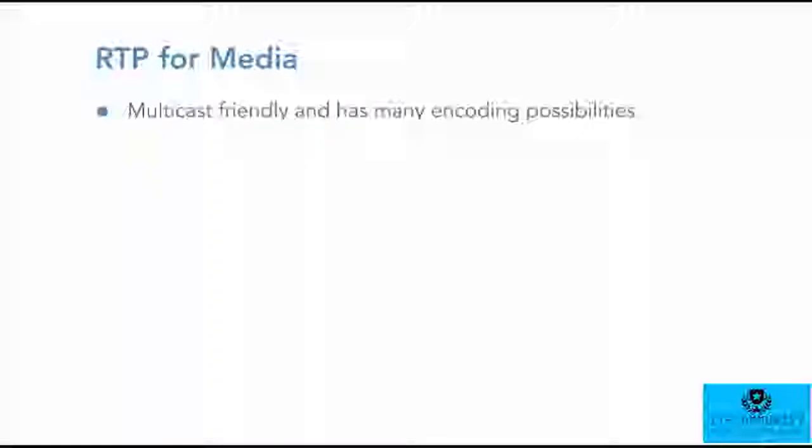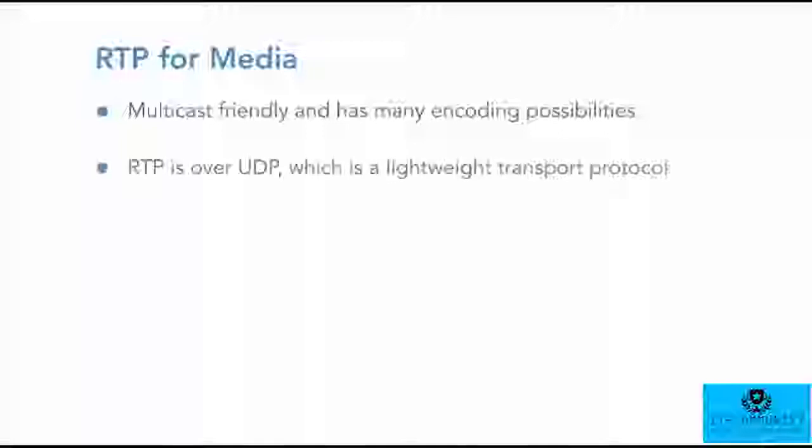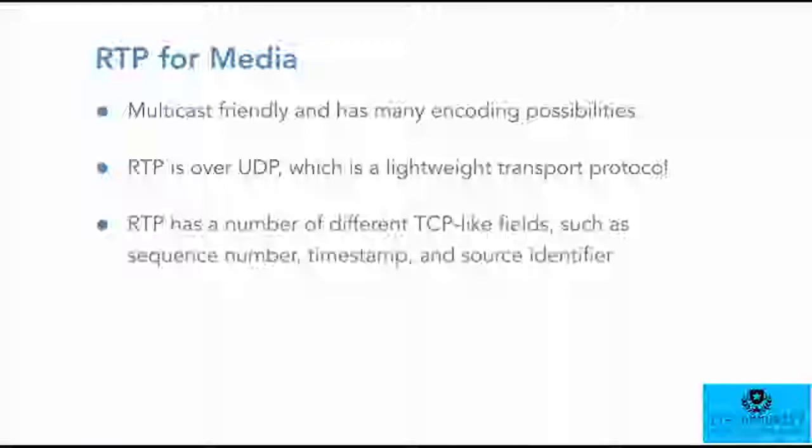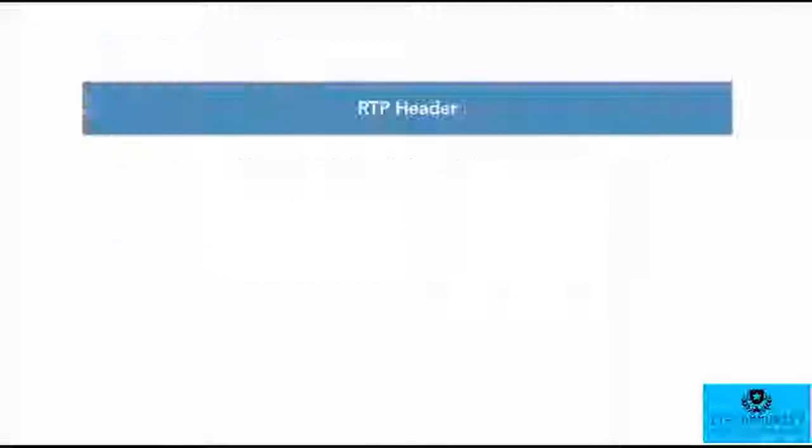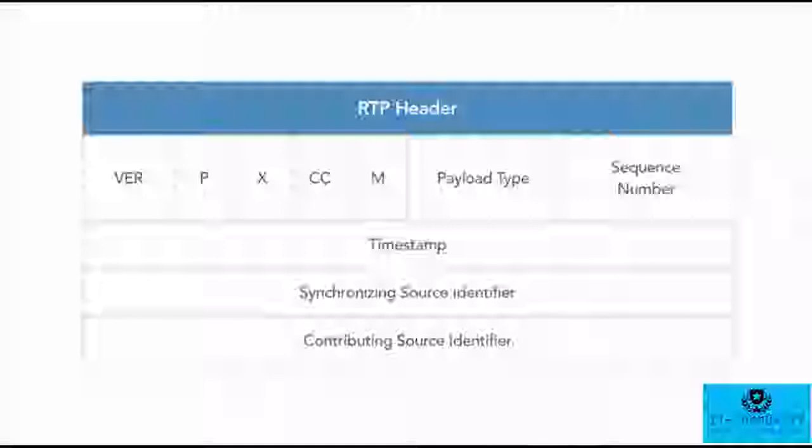Real-time transport protocol is a transport protocol for media with real-time characteristics. It's multicast friendly and has many encoding possibilities. Many times, RTP is over UDP, which is a lightweight transport protocol. In order to ensure additional information about the transmission, RTP has a number of different TCP-like fields, such as sequence number, timestamp, and source identifier. So here is an RTP header, and we're going to go through those field values in Wireshark.